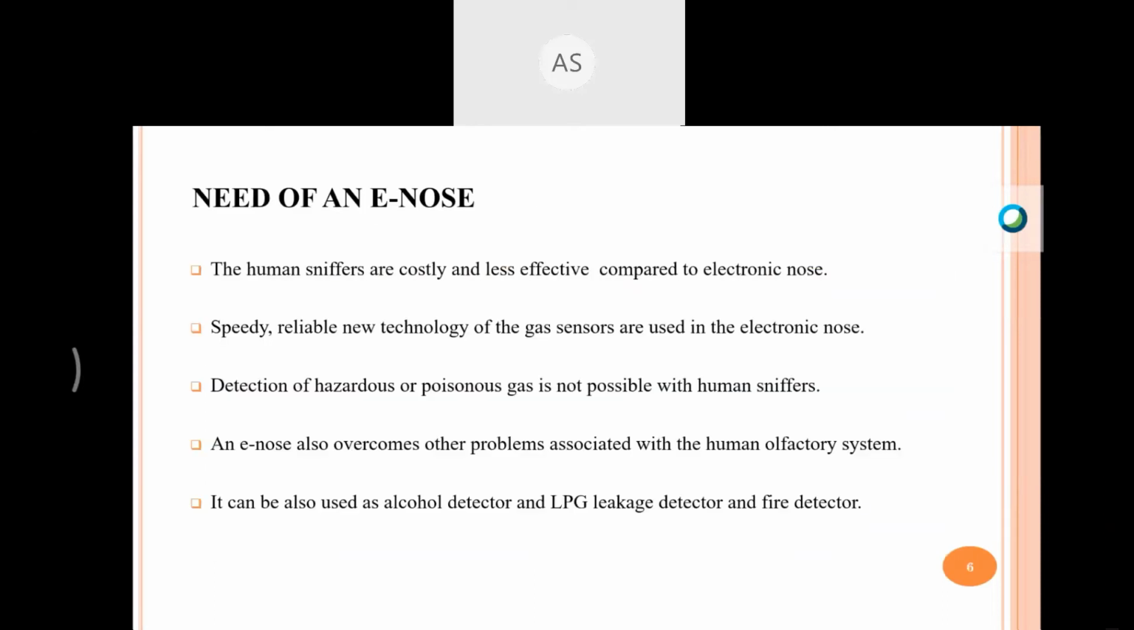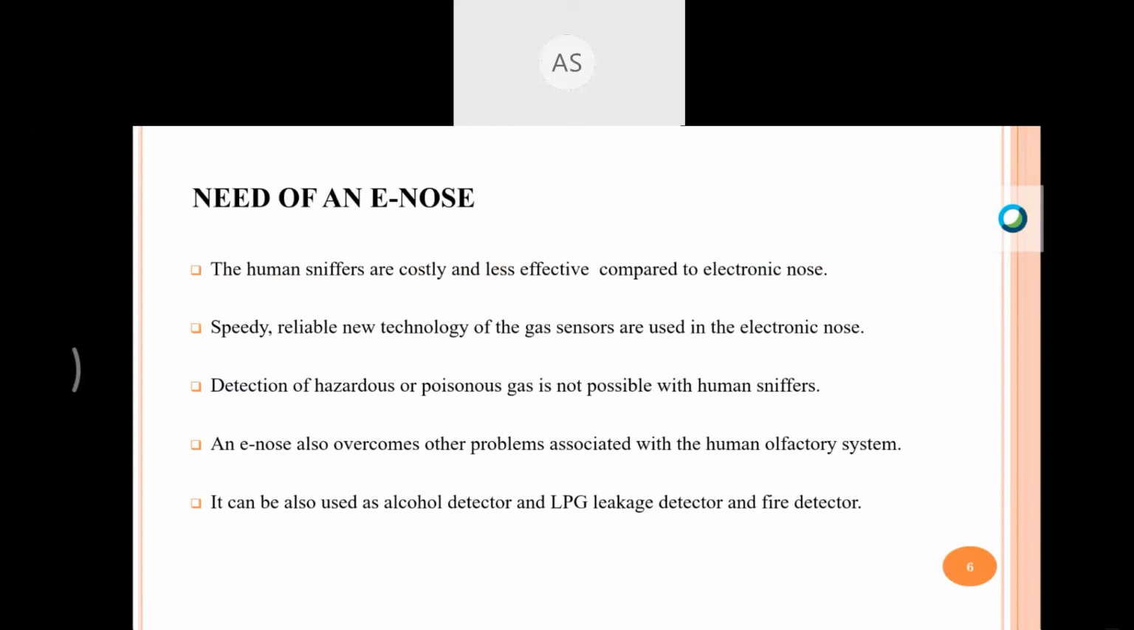Now the need of an e-nose. Here, human sniffers are costly and less effective compared to the electronic nose. The e-nose system has high speed and salient features like reliability. They are highly reliable, they have high reversibility, and we can also say that e-nose has a wide range of sensitivity. Detection of hazardous or poisonous gas is not possible with human sniffers, as e-nose also overcomes other problems associated with the human olfactory system.